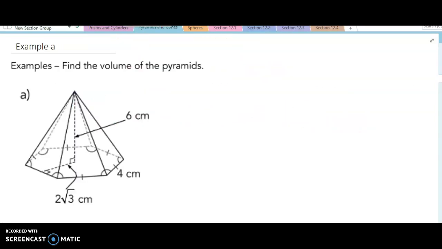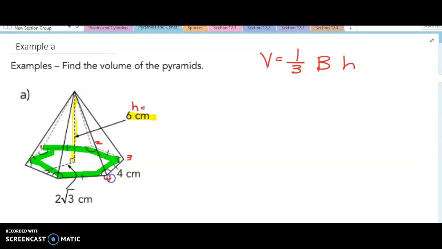All right, let's look at this first example here. We want to find the volume of this pyramid. Okay, well, I notice my height is 6. Okay, so my volume of a pyramid is 1/3 area of the base times height. Okay, well, the area of the base, guys, here's my base. Okay, and it has 1, 2, 3, 4, 5, 6.